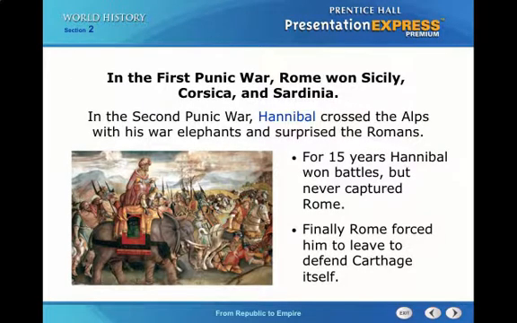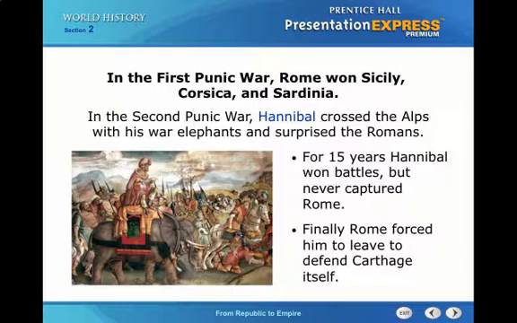So in the First Punic War, Rome wins Sicily, Corsica, and Sardinia. And in this First Punic War, Hannibal is a young man and watches his father get defeated. And as his father lay dying several years later, he makes Hannibal promise to get revenge for his defeat. And so Hannibal spends the rest of his life being pretty obsessed with avenging his father's loss.